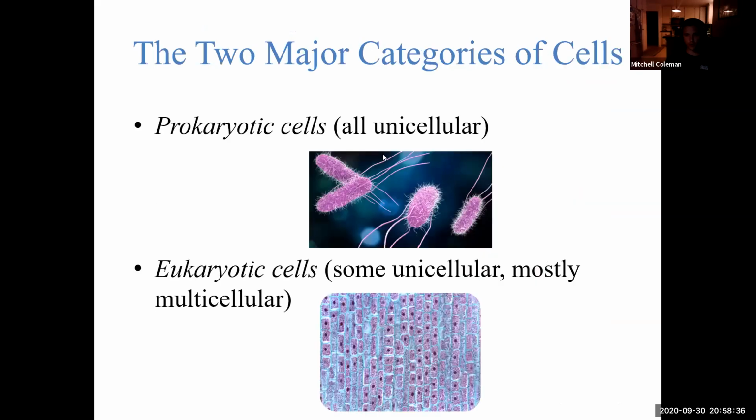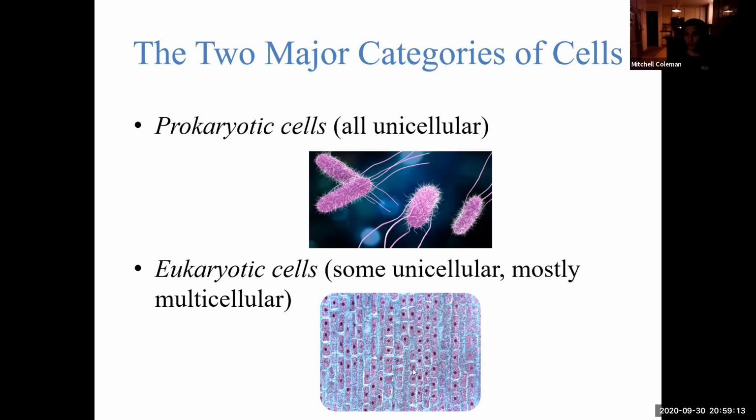So there's two major categories of cells, and you may remember this from high school biology. The first category are called prokaryotic cells. Prokaryotic cells are all unicellular, meaning they are all individual organisms that are one cell big. This is without exception, versus eukaryotic cells, some of which are unicellular, so there are individual eukaryotic organisms, but for the most part, eukaryotic cells are multicellular.